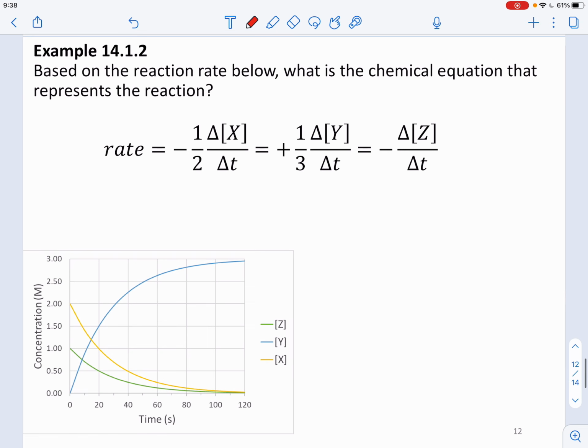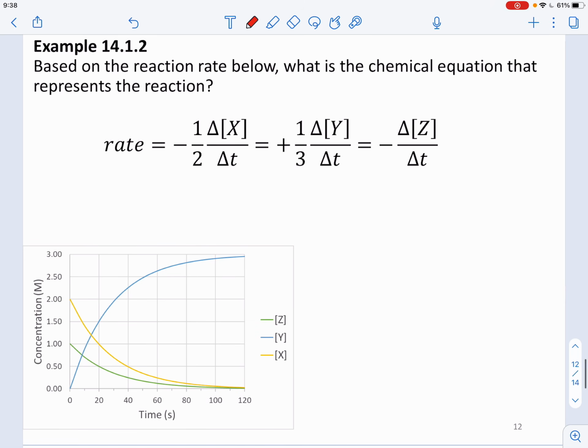Now here we have a nice exercise. We have the rate of a reaction and we want to understand what the reaction is. Okay, where do we start? We have three components in this reaction: X, Y, and Z. And you might be thinking, well, X plus Y equals Z. Well, not so much. Why?